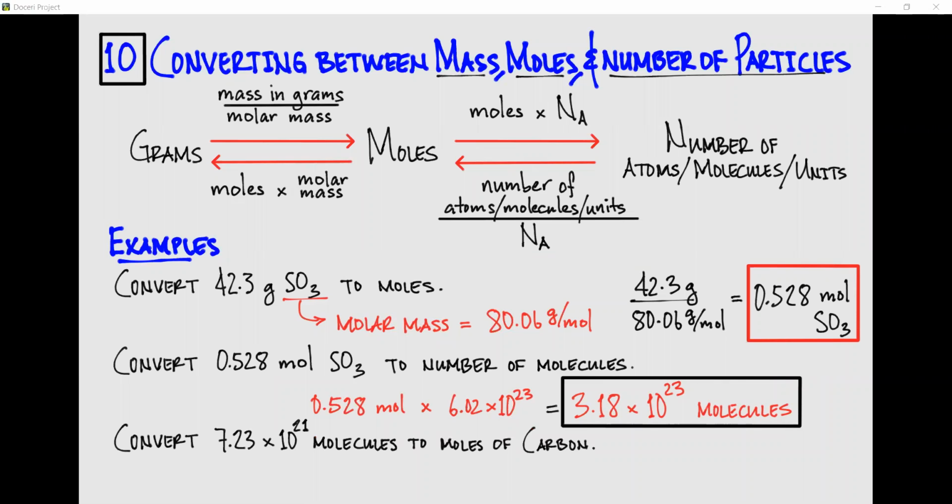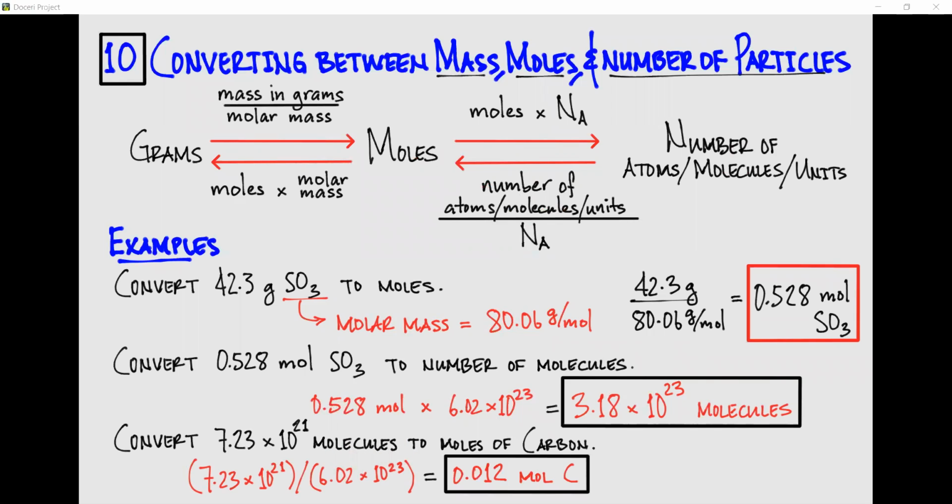And the third example here is converting the number of molecules to number of moles of carbon. So we're going from number of molecules on the right hand side to the number of moles of carbon. All you have to do, according to this, is divide the number of molecules by Avogadro's number. So 7.23 times 10 to the 21st power divided by Avogadro's number. Plug it into the calculator and you get 0.012 mole of carbon.